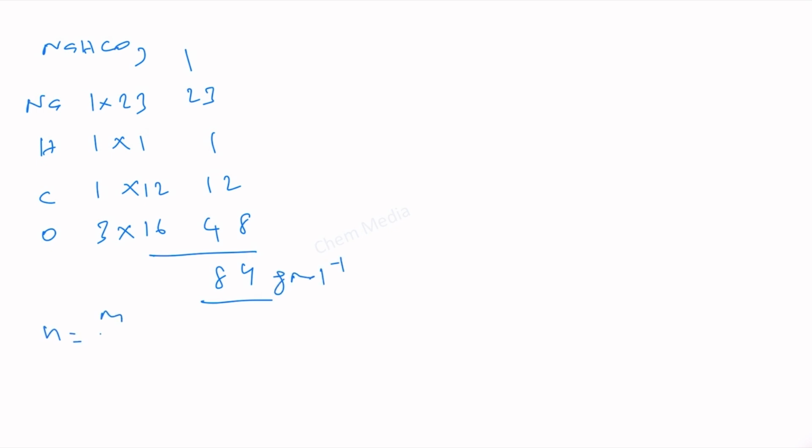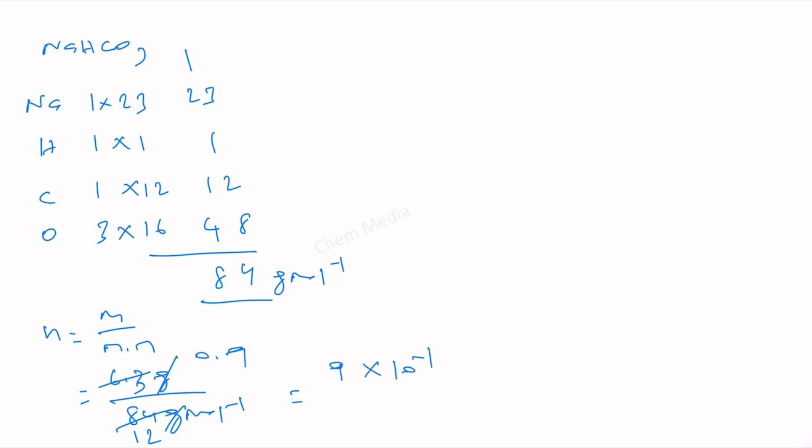Number of moles equals mass divided by molar mass. Mass given is 6.3 gram here, and molar mass of sodium bicarbonate is 84 gram per mole. This is 9 times 7, so 0.9. This is 12 times 7. Therefore, we can write this as 9 times 10 to the power minus 1 divided by 12. So this is 3 by 4. That means 0.75, but we do have 10 to the power minus 1, and therefore 0.075 moles. That's the answer for number of moles of sodium bicarbonate.